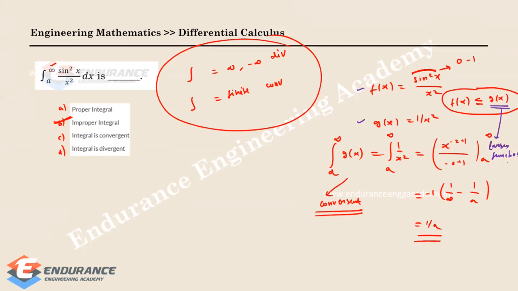What I can conclude: if g of x, that is, the larger function, is convergent, then what about the smaller function? It's obviously convergent, sir. It's obviously convergent, because if the large one itself is converging, then the small one will obviously be converging. So the correct answer is C. So B and C is the correct answer.